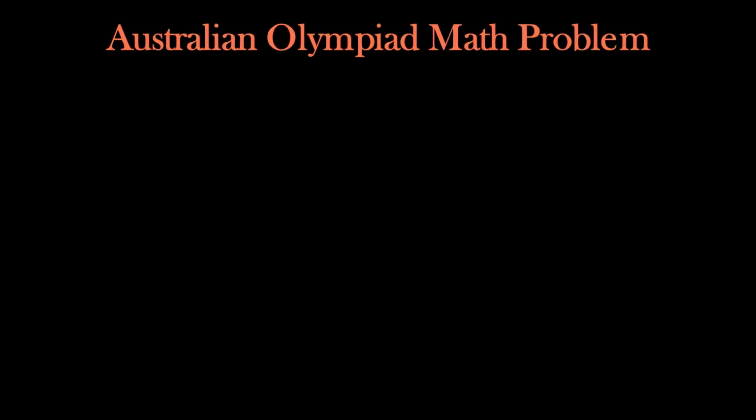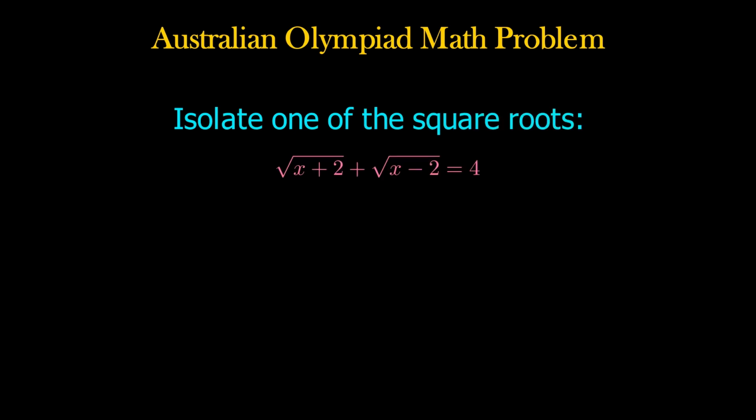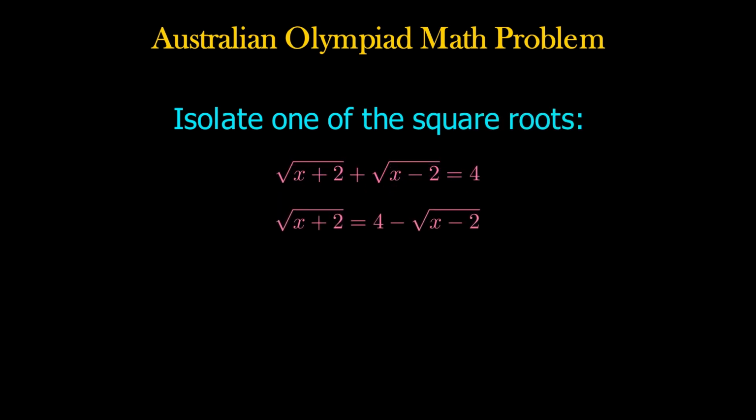Today we'll solve an Australian Olympiad math problem step by step. To find the value of x in the equation, square root of x plus 2 plus square root of x minus 2 equals 4. Let's break this down. First, we'll isolate one of the square roots. Move the square root of x minus 2 to the right side.